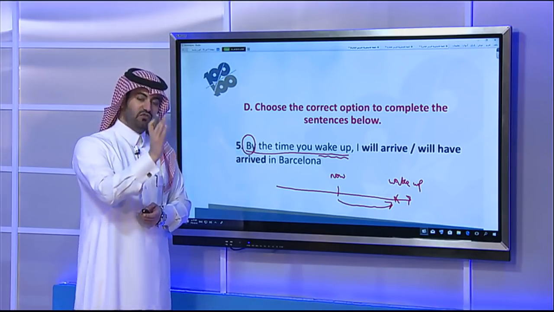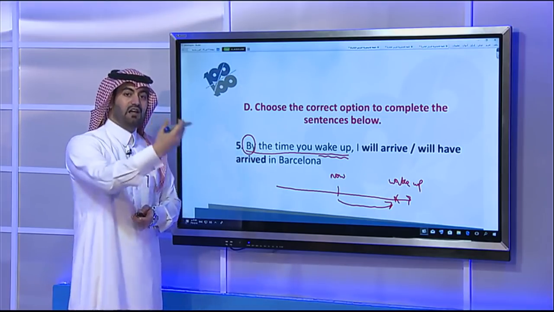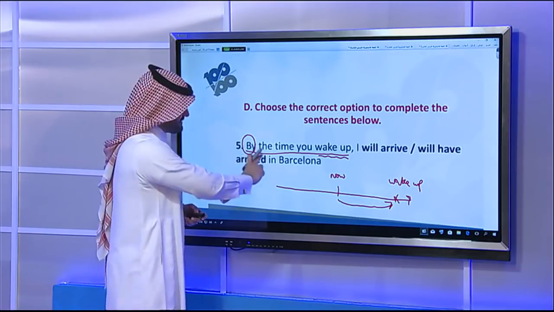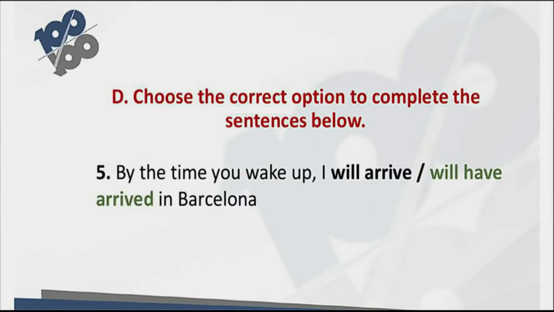The project will have finished, will have completed by 2020, by 2030. Or I can use by with a sentence, but the sentence should have a present simple verb. So the answer should be will have arrived: I will have arrived in Barcelona by the time you wake up.